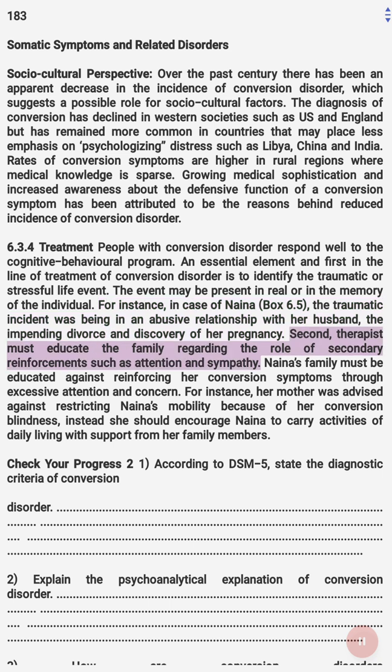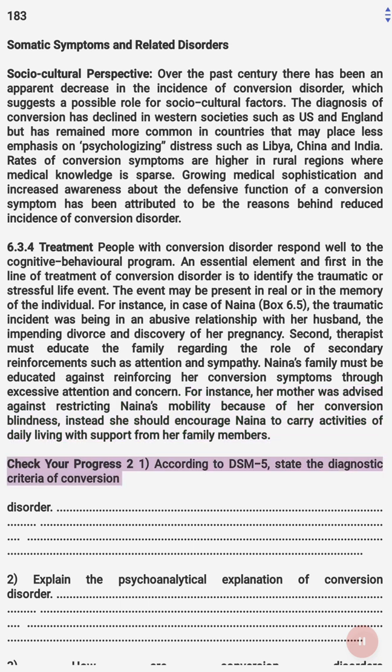Second, the therapist must educate the family regarding the role of secondary reinforcements such as attention and sympathy. Naina's family must be educated against reinforcing her conversion symptoms through excessive attention and concern. For instance, her mother was advised against restricting Naina's mobility because of her conversion blindness. Instead, she should encourage Naina to carry out activities of daily living with support from her family members.